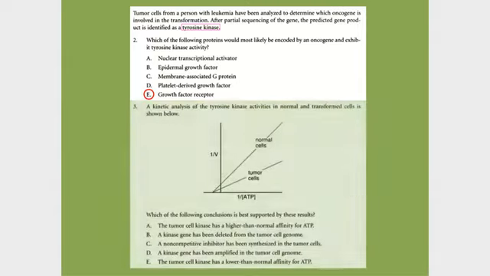In the next part, it says a kinetic analysis of tyrosine kinase activities in normal and transformed cells is shown below. So you see the Lineweaver-Burk plots of 2 enzyme activities, one from normal cells and one from tumor cells. And it says, which of the following conclusions is best supported by the results? And the answer is option D. A kinase gene has been amplified in the tumor cell genome.